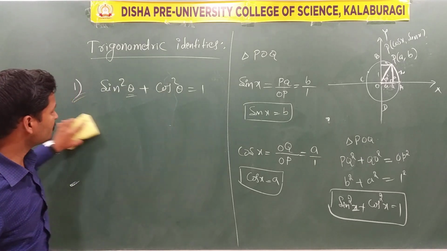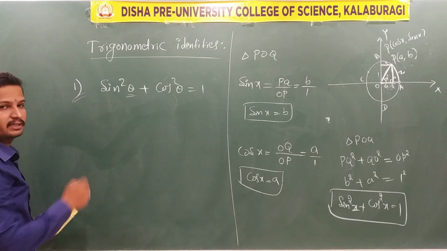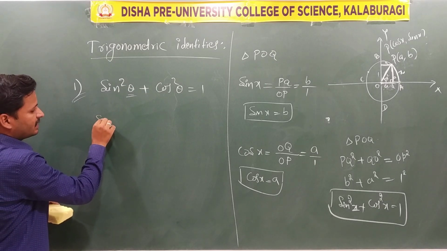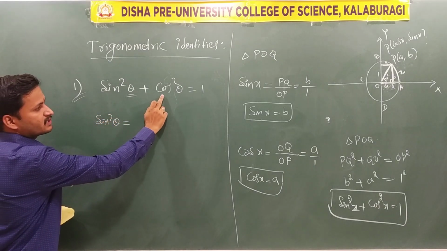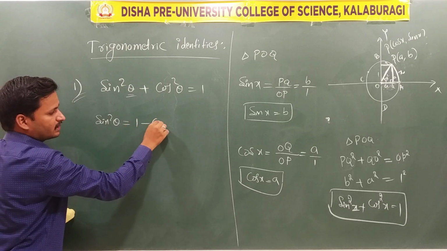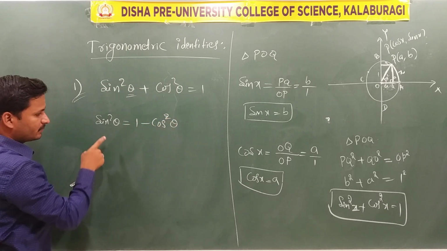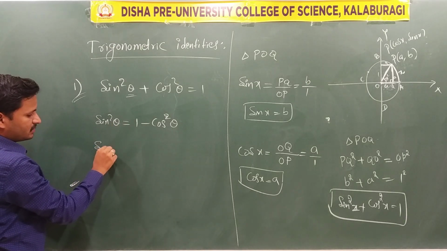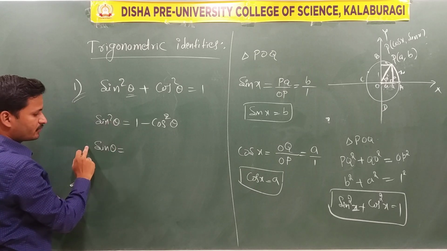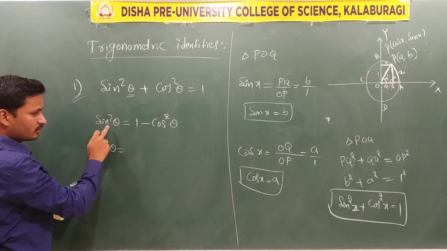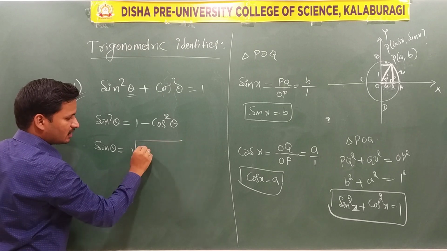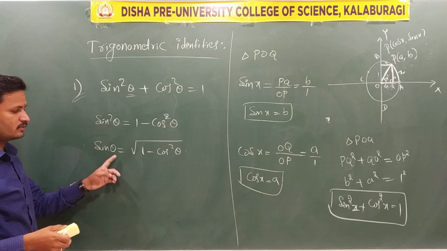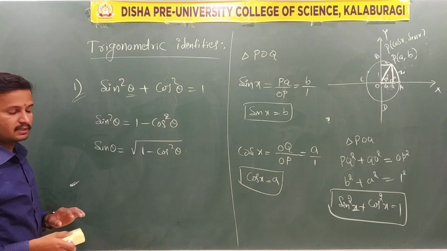Again, I will rewrite the identity sine square theta plus cos square theta equals 1. I will keep the sine square theta as it is and take the cos square theta to that side, so that is 1 minus cos square theta. That means sine square theta is equal to 1 minus cos square theta. Taking the square root on both sides, sine theta is equal to under root of 1 minus cos square theta.